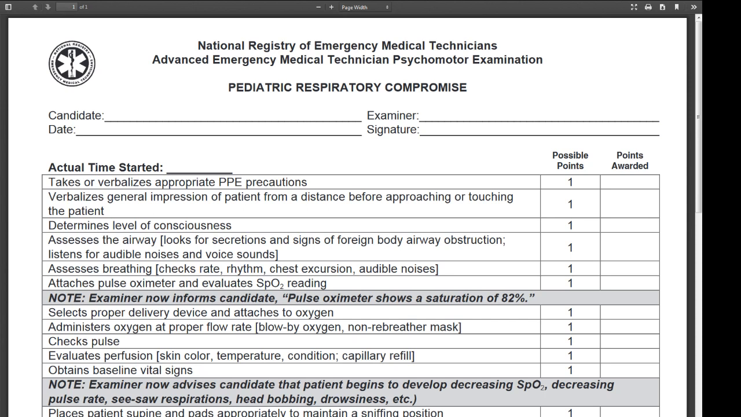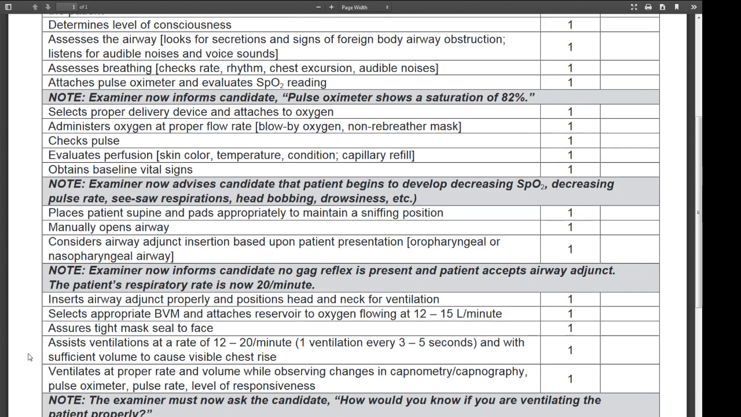Attaches pulse oximeter and evaluates SpO2 reading. Note: examiner now informs candidate, pulse oximeter shows a saturation of 82%. Selects proper delivery device and attaches to oxygen. Administers oxygen at proper flow rate, blow-by oxygen, non-rebreather mask.